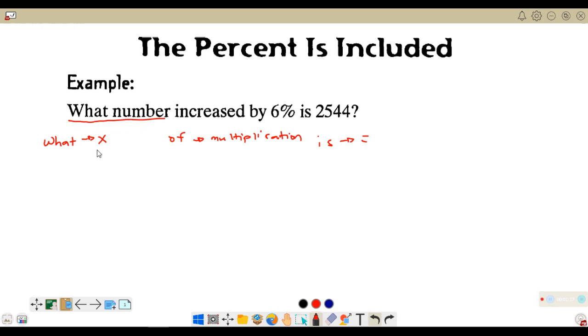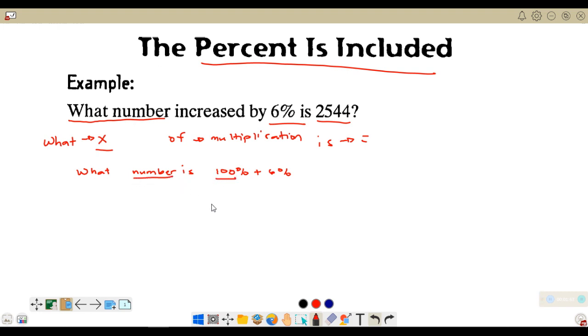So what number? We have x, when increased by 6% is 2,544. This can be translated as what number is the totality of the number plus the 6%. So here, the percent is included. 6% is already included in 2,544, as is the missing number x. So meron tayong 100% plus 6% is 2,544.